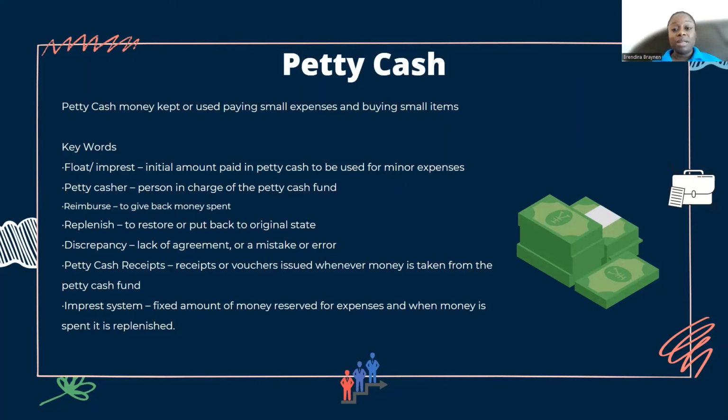If there is something that doesn't agree, or something that's wrong, or there's a mistake or an error, then we call that a discrepancy. And normally it has to be investigated to make sure that there's no theft of petty cash. Petty cash receipts are just receipts or vouchers issued whenever money is taken from the petty cash fund. And then the imprest system is an overall system that is used to track the fixed amount of money reserved for expenses that we call petty cash.